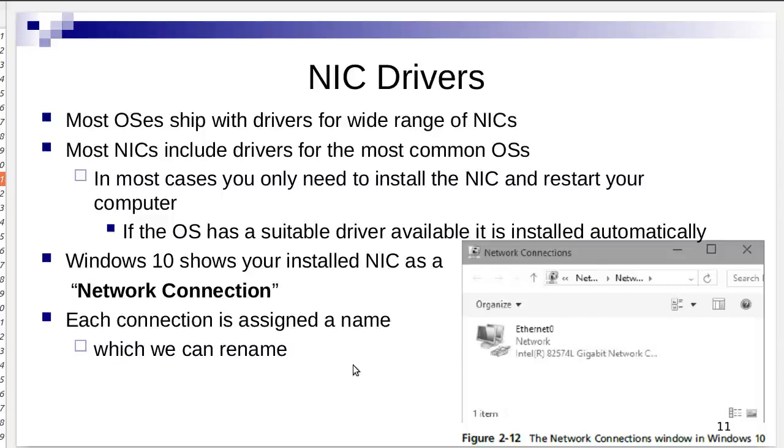So if you installed Windows 10, you've probably seen this. Eventually you get to a point where you see the network connections, and then you have to change the properties of the network connection, of the Ethernet connection. These days you don't have to install drivers. Windows 10, for example, comes with a whole lot of drivers, and so it'll find the device that you're using and install the appropriate driver.